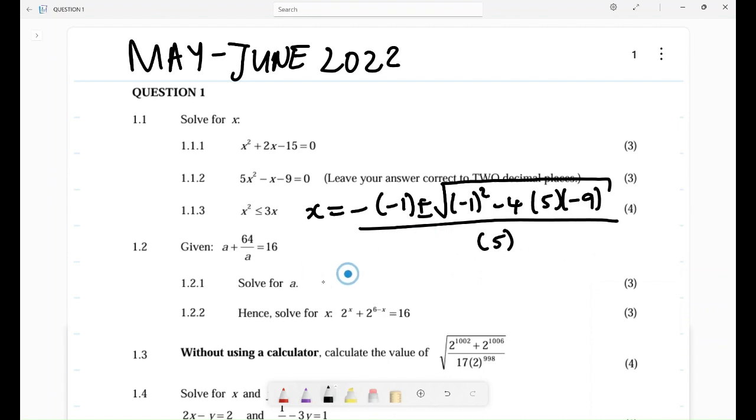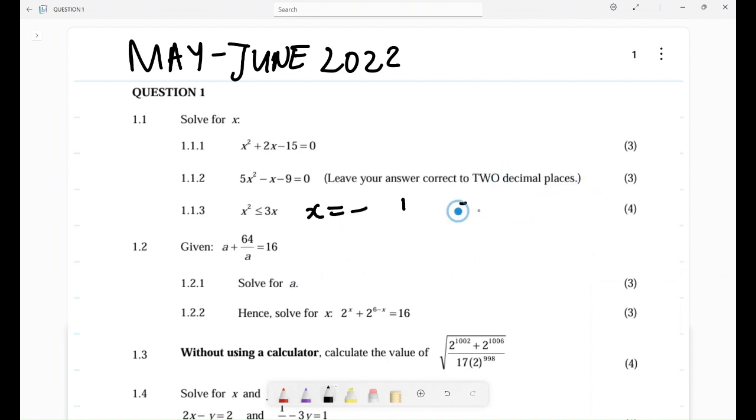All right. Then 1.1.3, it is our inequality part. So for the inequality, just treat it as an equal sign for now. But all right, let's do this. Apply the zero factor, right? It is equal to 0. Then take out the highest common factor here.